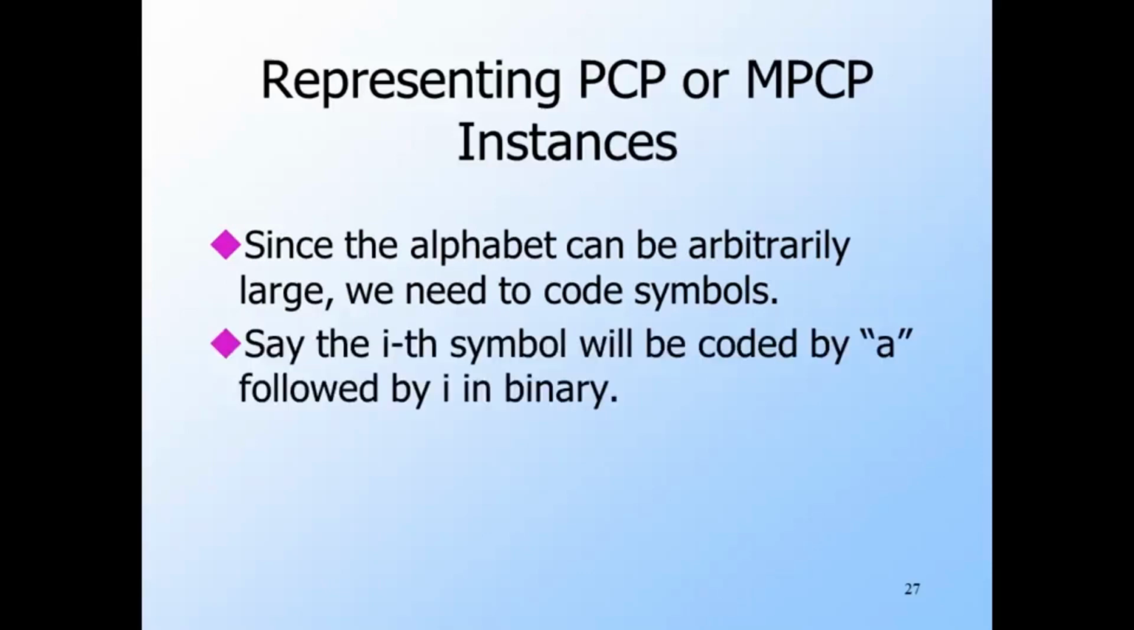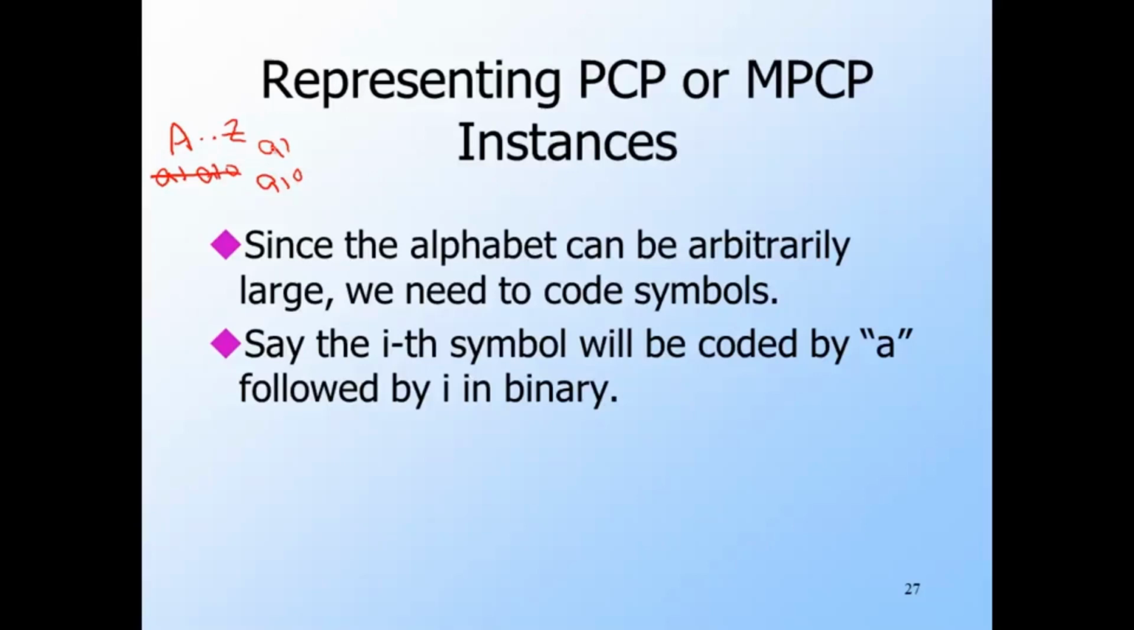We'll represent the ith symbol of an alphabet by the symbol A followed by i in binary. Thus we only need 3 symbols to represent any number of symbols. The order of symbols of the alphabet is not important. For example, if we have an instance over alphabet A through Z, we could represent A by A1, B by A10, and so on. But we could also represent Z by A1 and Y by A10 and so on.